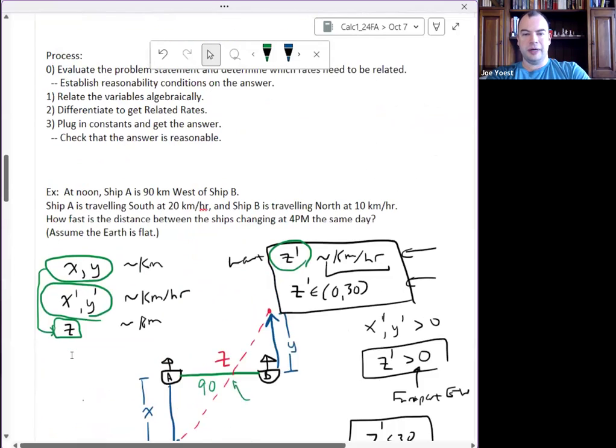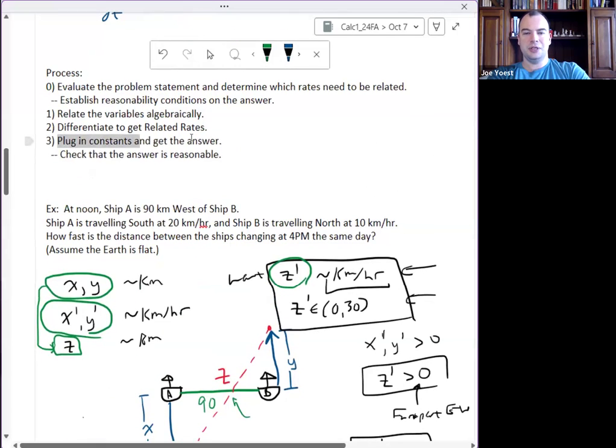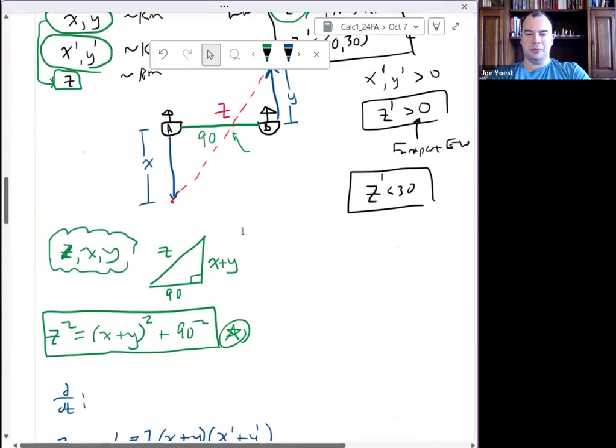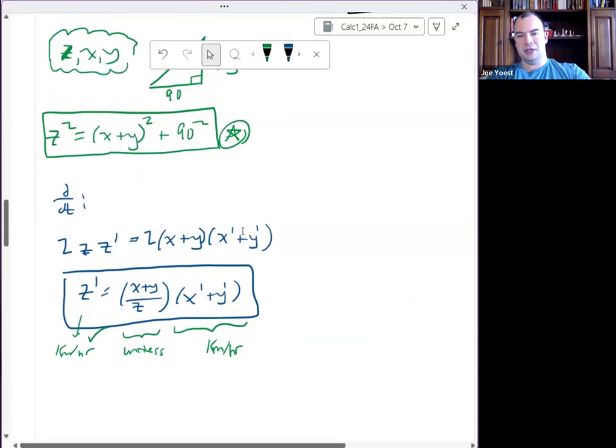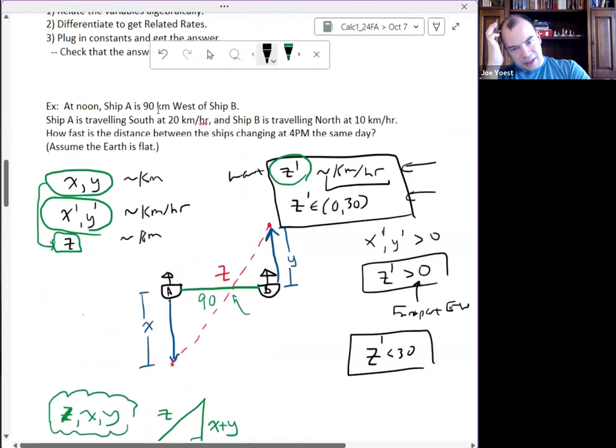Okay, and now I want to go back, plug in constants, get my answer, and then check that it satisfies those reasonability conditions. Well, I know what x prime and y prime are. I want to be careful with my signs here. Note that x and y are both contributing positively to z. X and y are both distances.